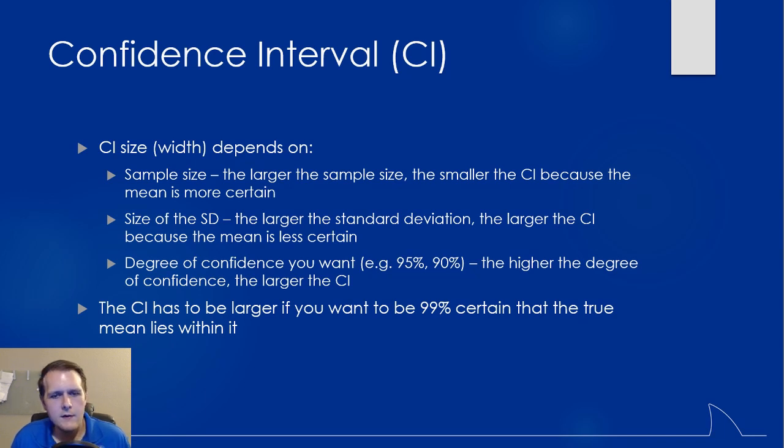And then the confidence level that you want. This is the one thing that researchers would have a direct influence on in a lot of cases, which is how sure you want to be. Do you want to be 95% sure, 90%? Obviously, the higher the degree of confidence, the larger the confidence interval has to be. So if you want to be 99% sure, you have to give yourself more wiggle room to make sure that the mean of the population really fits within that range, right?